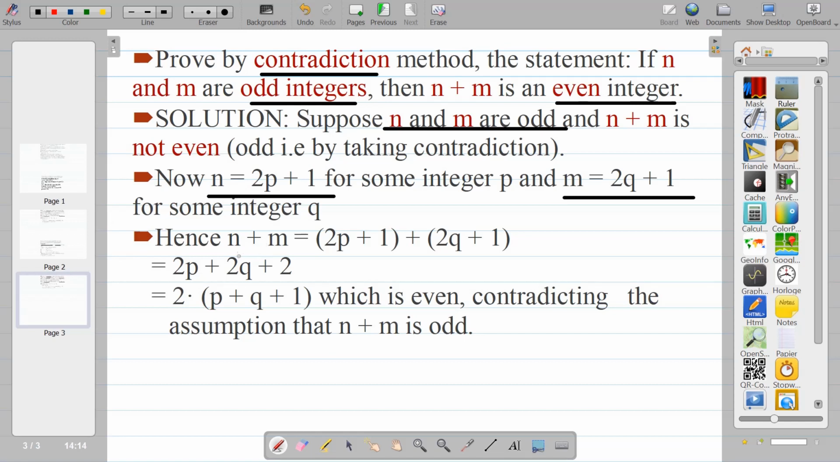So hence n plus m: if we add n and m, taking these two values and adding them, we will get 2p plus 2q plus 2. If we factorize, we will get an even number, since it is 2 times r, if we take p plus q plus 1 as r. So we have something in the form of 2r, which will always be an even number, which contradicts the assumption that n plus m is odd. Hence the given statement is true. That's how you do it.